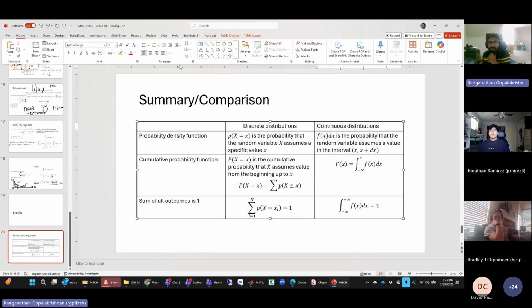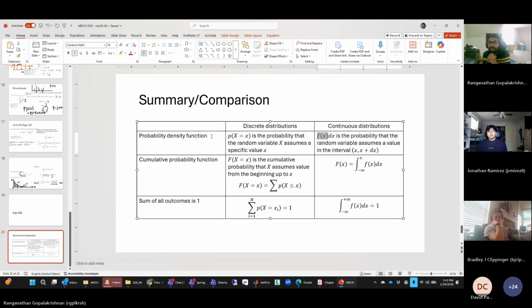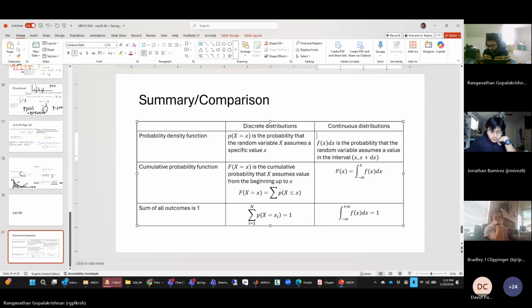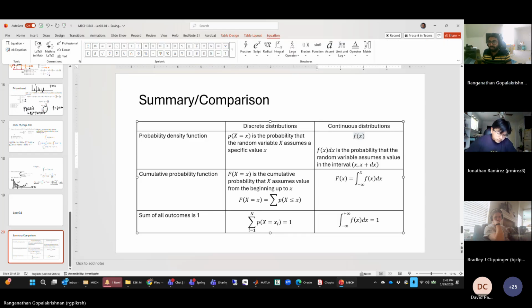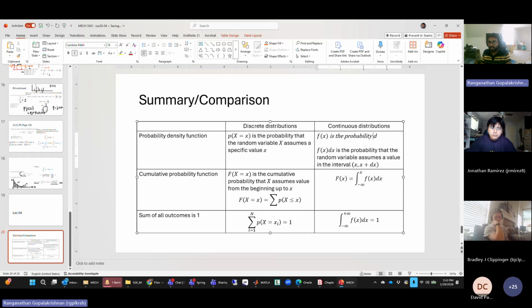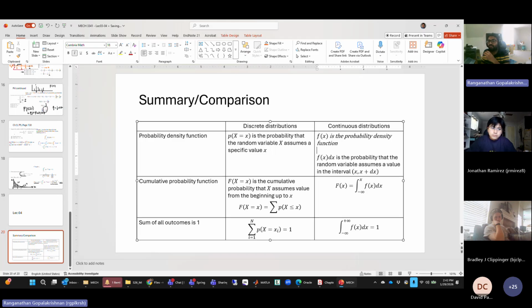In the case of continuous distributions, where the random variable can assume real number values, f of x dx is the probability that the random variable assumes a value in the interval, which is x to x plus dx. So it's not just the function. This function is called probability density function. F of x dx is the probability. Okay, if you want, I can add that. F of x is the probability density function, and f of x dx is the probability that the random variable assumes a value in a said interval.